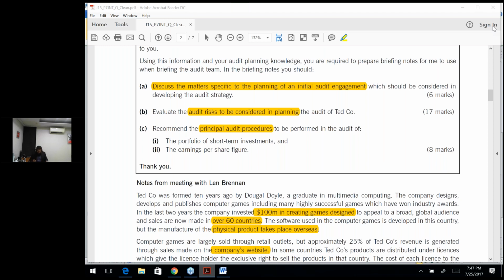Now over here the examiner says that recommend principal audit procedures to be performed in the audit of portfolio of short-term investments. So it says short-term investments portfolio and the earning per share. It's actually a requirement of 8 marks, so you could allocate 4 marks to each of them. That means 4 marks means 4 procedures. First of all you should know what could be the risk associated with these, and once you know the risk, you can write down the procedures.